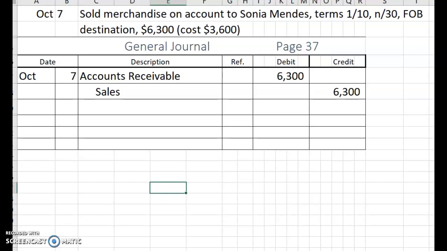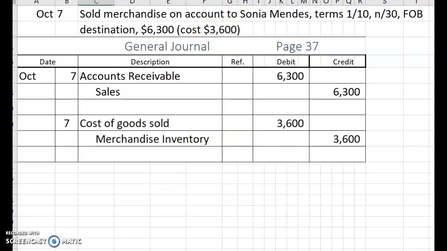We have to make a second journal entry to record the cost of goods sold side of the transaction. We have to update that our merchandise inventory went down by $3,600, and that's going to be our cost of goods sold. So we debit cost of goods sold, $3,600, and credit merchandise inventory, $3,600.